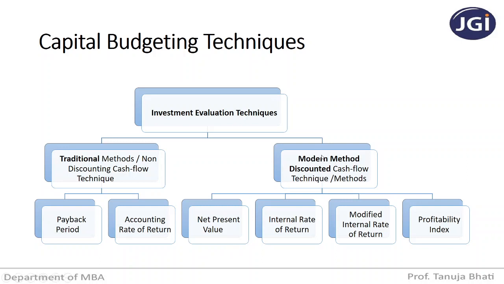Next, coming to modern method or discounted cash flow techniques. Now, you know what is the meaning of discounted? That you know that the future cash flows will be discounted and brought to the present value. So, discounted is used when the future value has to be brought to the present value. That is when you use the discount rate. That is why it is called discounted cash flows. So, first one is the net present value.